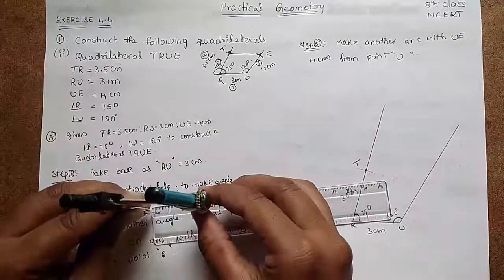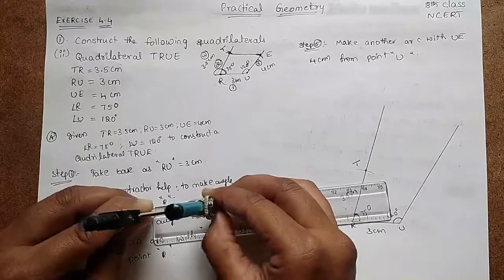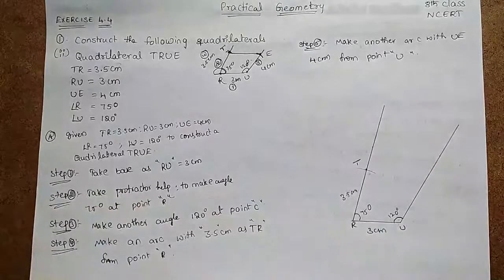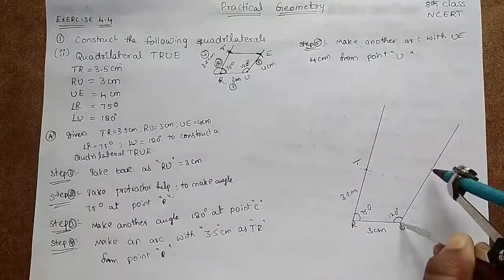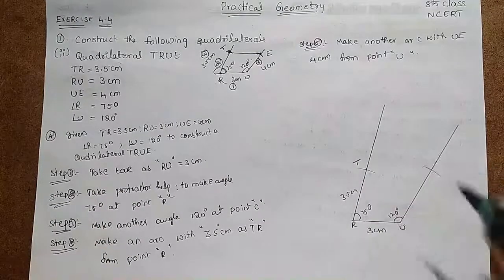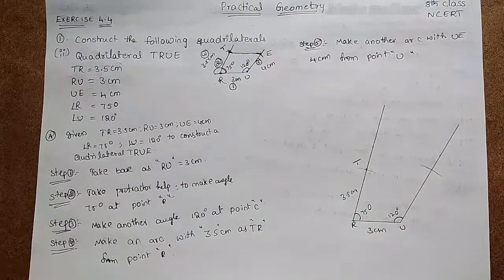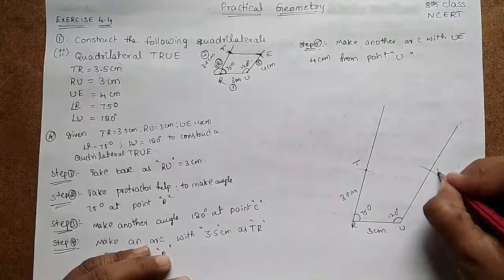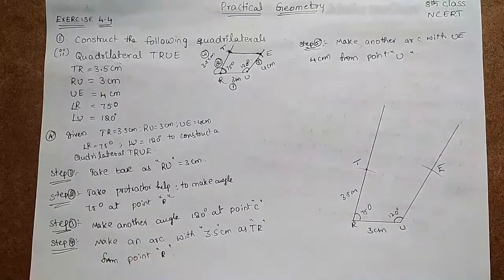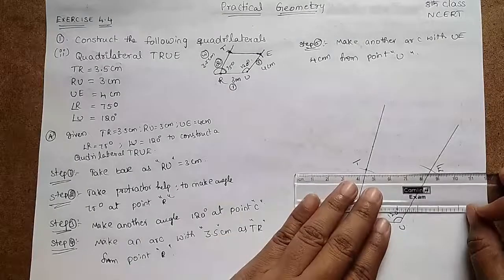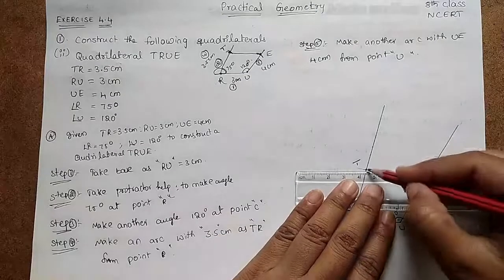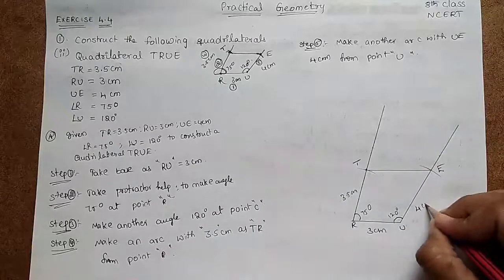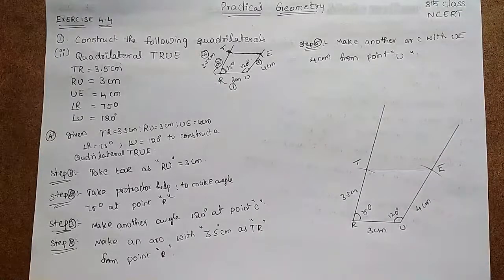So this is 4 centimeters. Now make an arc here and now put a point where they meet and it is point E. Now combine these two points where T and E happen. So this is E, UE with 4 centimeters. Finally we get a quadrilateral here.